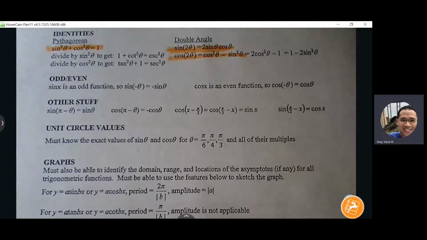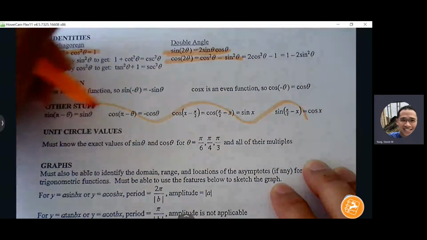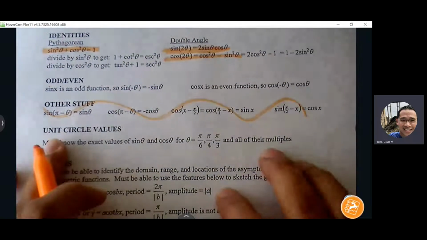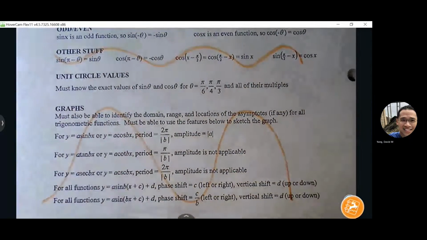The other stuff here, the cofunctions, is not that important. We're not going to have to worry about that too much. Unit circle values, definitely know those. And then the graphing is not that important in terms of transformations. So we cross those out as well.